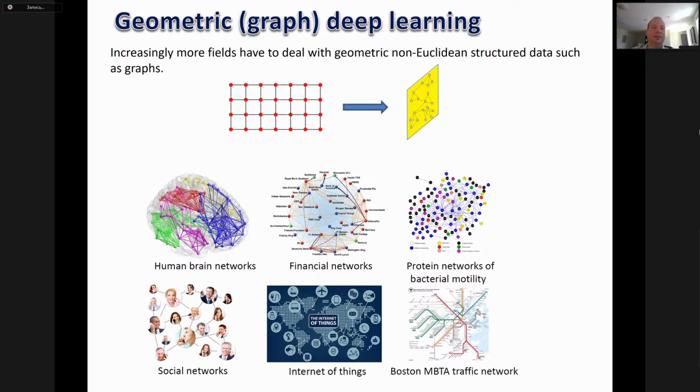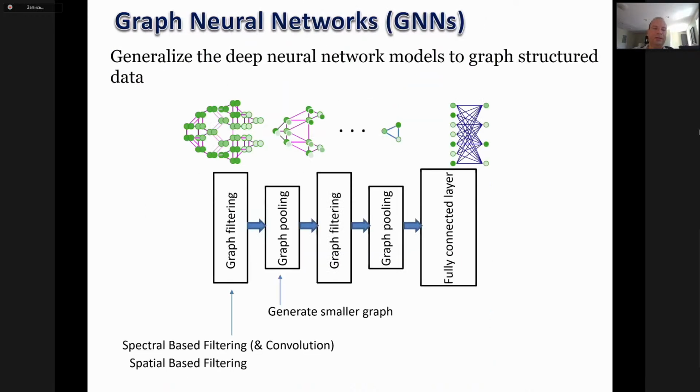So the main field of geometric deep learning is graphs, the main type of data. And we have graphs everywhere in life now: networks, including human brain networks that I mentioned before, but also financial networks, protein networks, social networks, and so on and so forth. The study of networks and graphs is really gaining importance as we collect more and more data of these different types. And for geometric deep learning, there are two key approaches that were introduced recently.